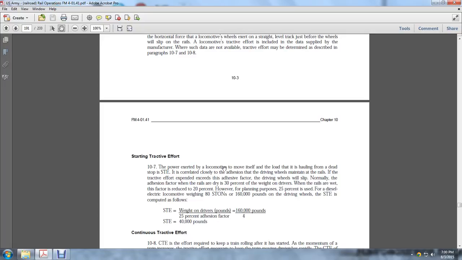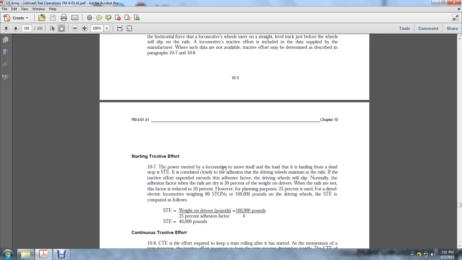Starting tractive effort. The power exerted by the locomotive to move itself and the load it is hauling is the starting tractive effort, or STE. The STE is limited by the adhesion of the driving wheels on the railways. If the tractive effort exceeds this adhesion factor, the driving wheels will slip. Normally, the adhesion factor when the railways are dry is 30% of the weight on the drivers. When the railways are wet, the factor is reduced to 20%.